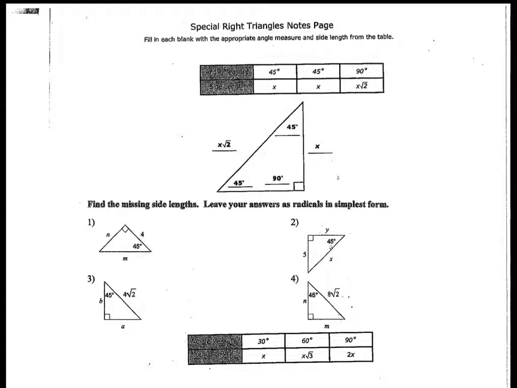So whenever you have a 45, 45, 90, you have x, and this is x, and so the hypotenuse is x square root of 2. It's x square root of 2.